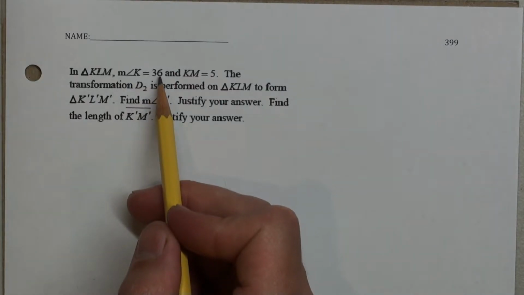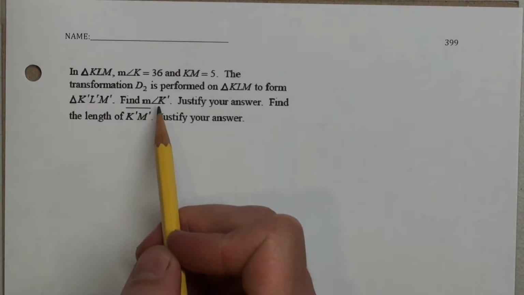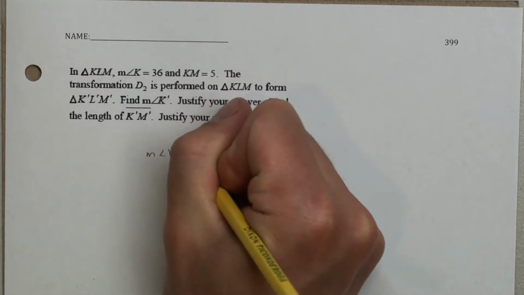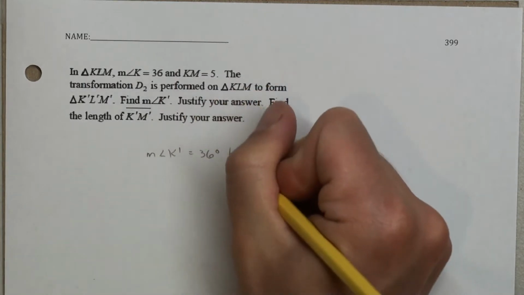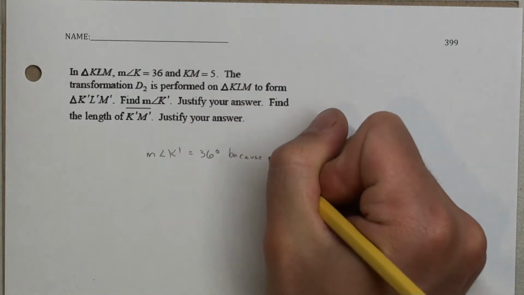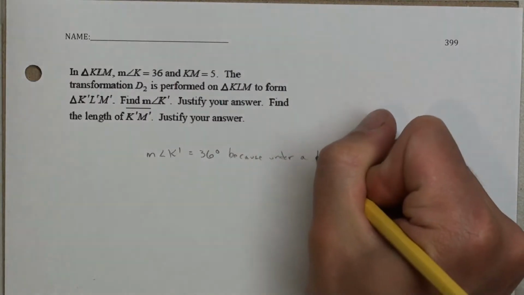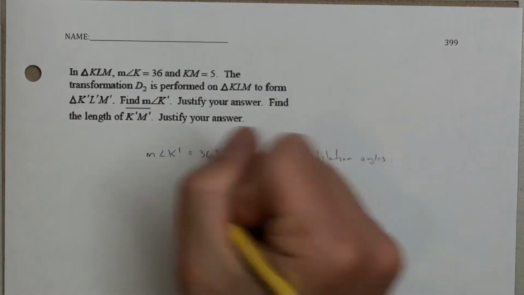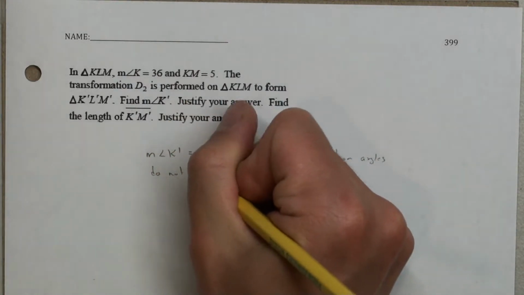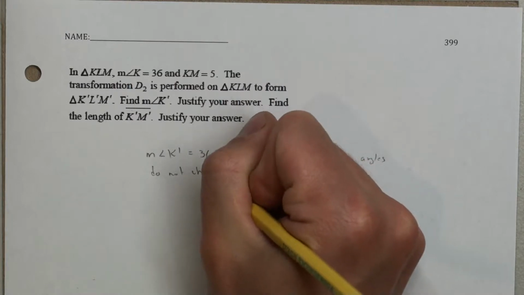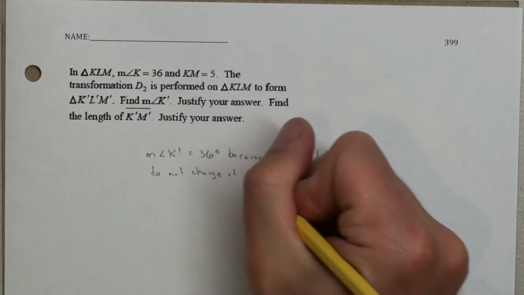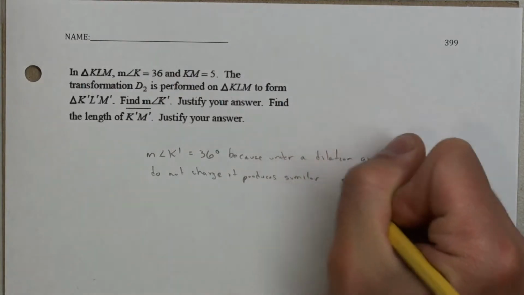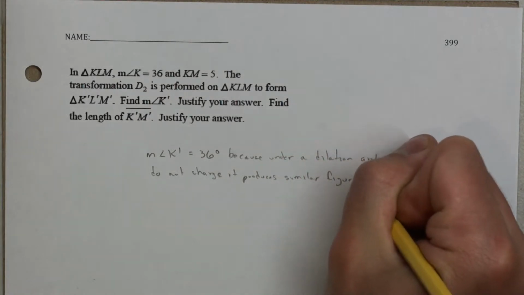The measure of angle K is 36, and then it's dilated by 2, the measure of angle K will not change. So the measure of angle K prime will equal 36 degrees because under a dilation, angles do not change. It produces similar figures.